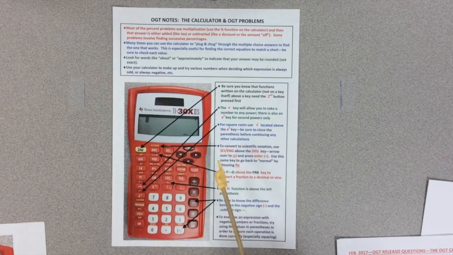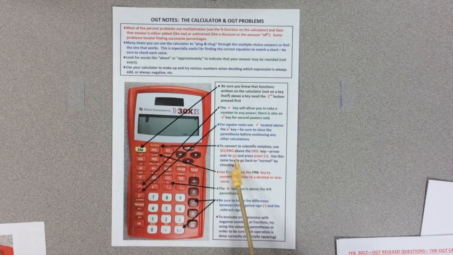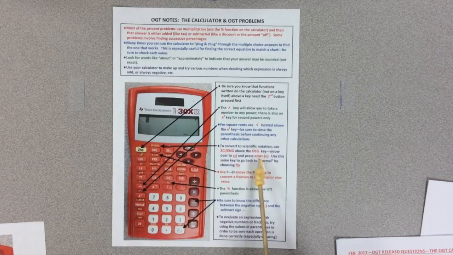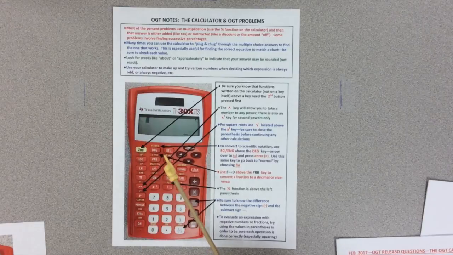Once you press it, you do have to arrow over to where it says SCI and press enter. Then you can go back from scientific notation by pressing that same key, second degree, and then you have to go back to normal by choosing FLO. Like I said, we'll show you that in a few moments.